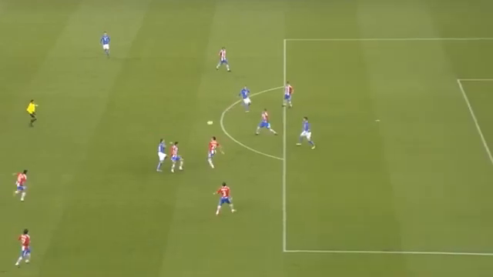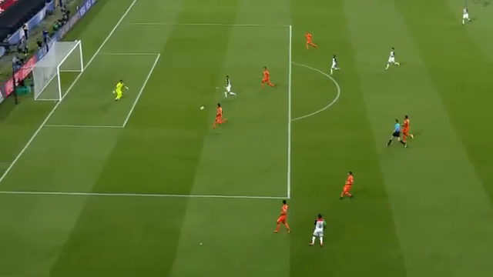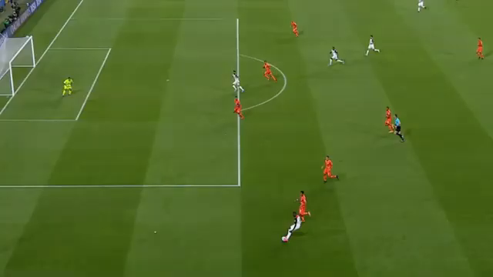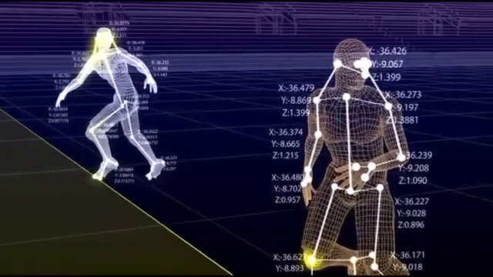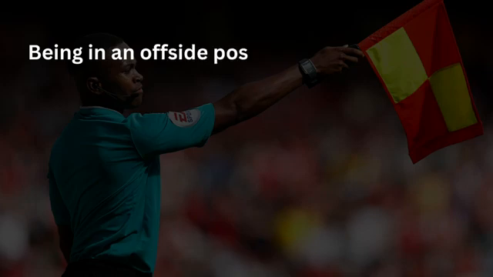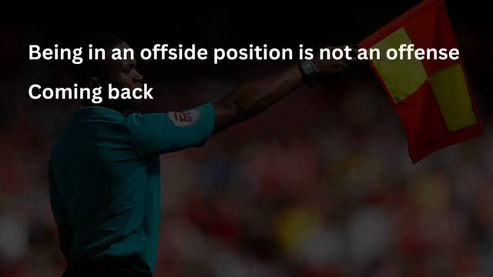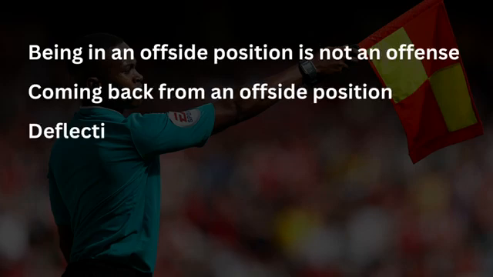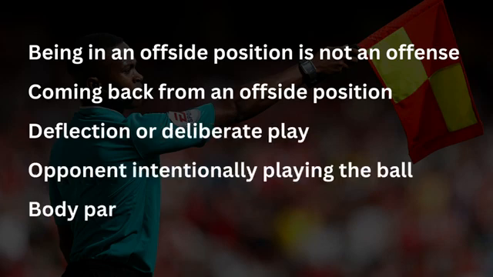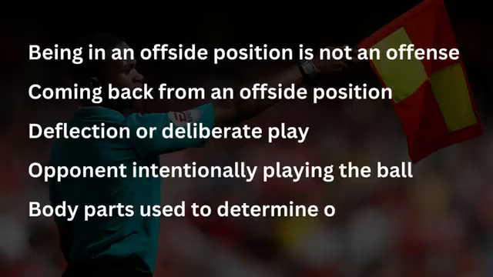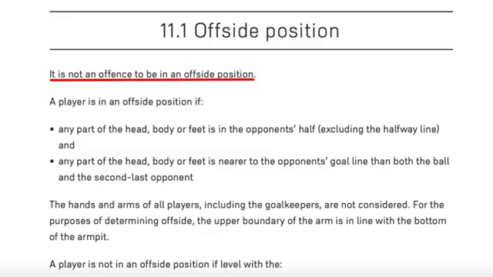The modern interpretation of the offside law can be confusing, so to help you understand it better, we'll look at 5 elements of offside that you probably didn't know about, including being in an offside position is not an offence, coming back from an offside position, deflection or deliberate play, opponent intentionally playing the ball, and body parts used to determine offside.